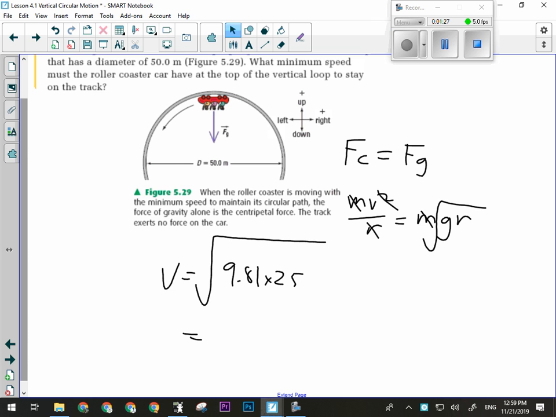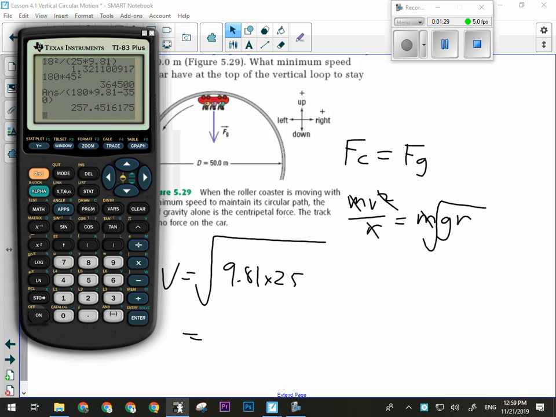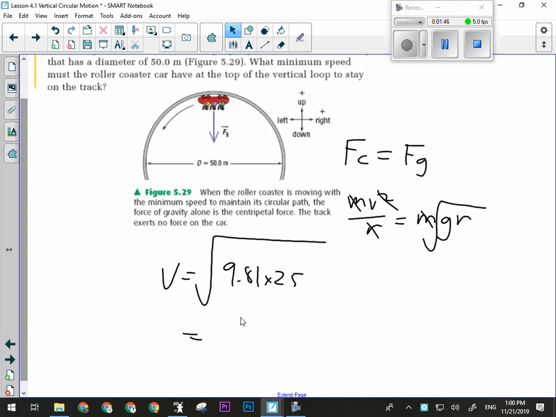Okay, so when we do that, we're going to have 9.81 times 25, and then we square root that. All right, so we're looking at a minimum speed here of 15.7 meters per second. Okay, that would be the minimum speed required to stay in that loop. We all right with that?